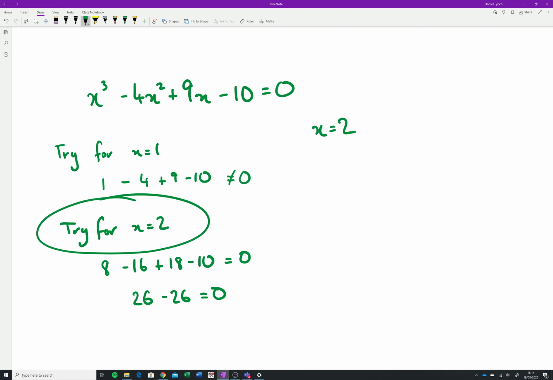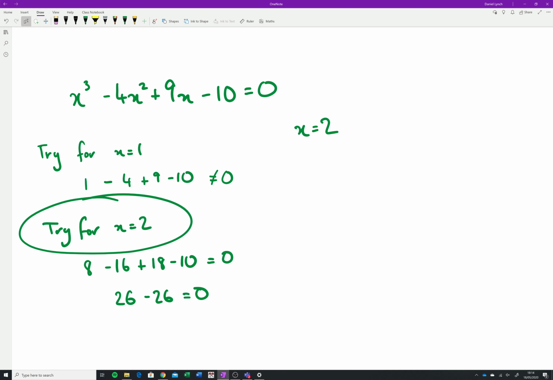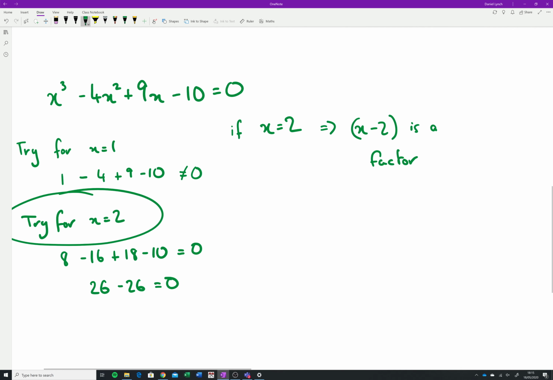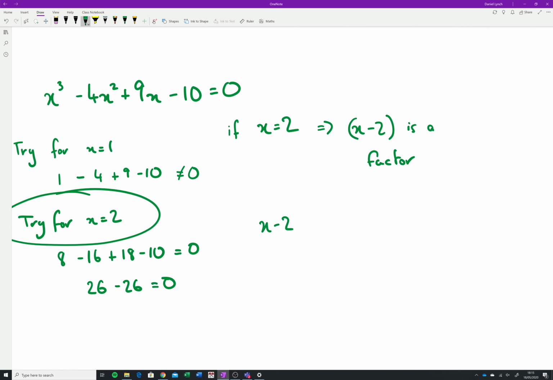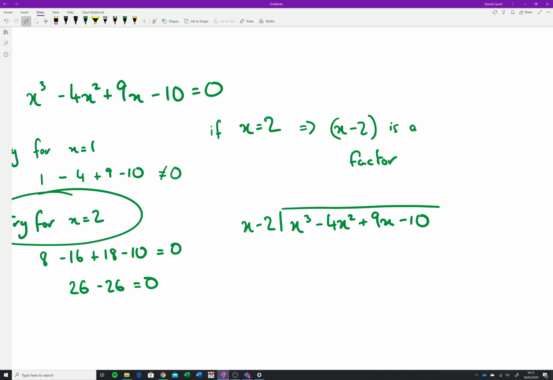What does that mean is a factor of? Can you remember? It means we could say that if x equals 2, that implies that x minus 2 is a factor. What does it mean to be a factor? It means it divides into it. So x minus 2 should divide into x cubed minus 4x squared plus 9x minus 10. Feel free to use synthetic division here, the box method as it's known. I won't just for this.